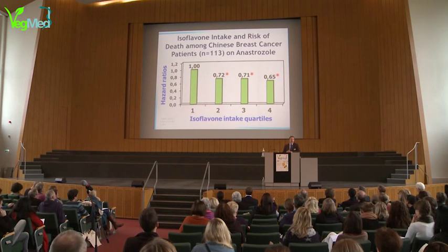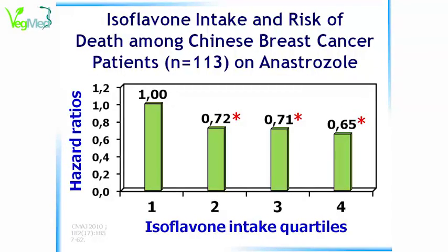Interestingly, a Chinese study that was not included in that pooled analysis, it was not one of those three studies, found that women who consumed soy and were on the breast cancer drug, which is an aromatase inhibitor, actually did better than women who were on the drug but did not consume soy. So soy actually enhanced the efficacy of one of the primary drugs used to treat breast cancer.